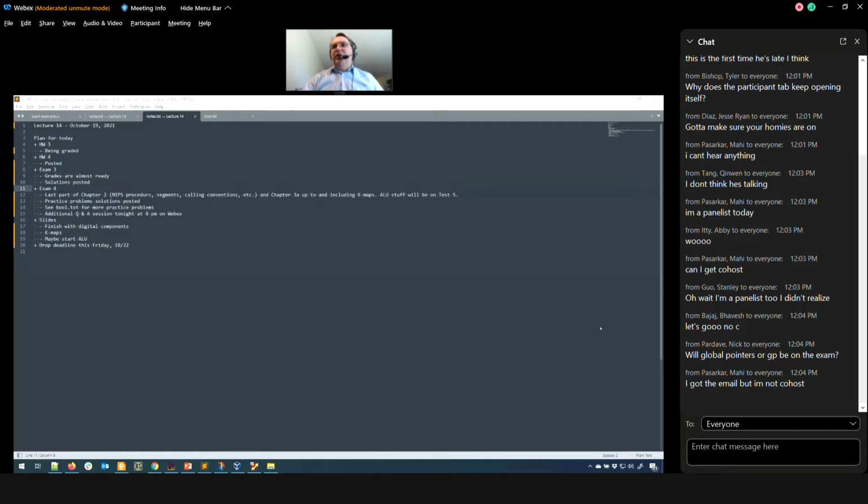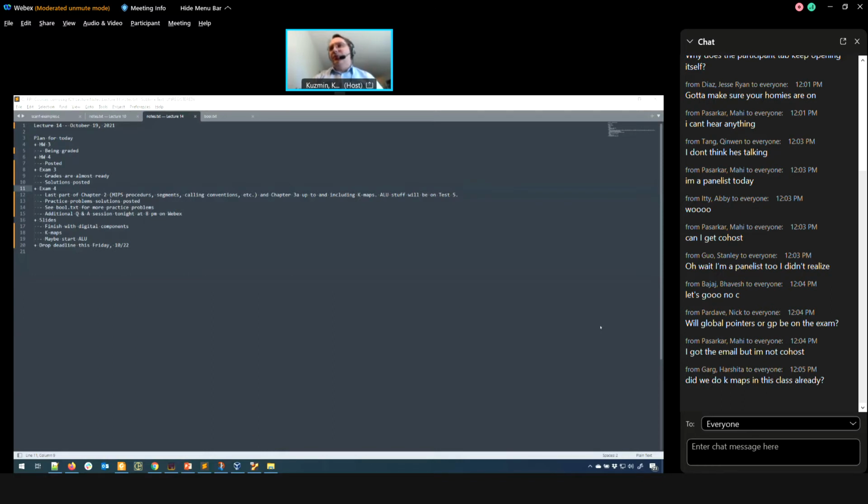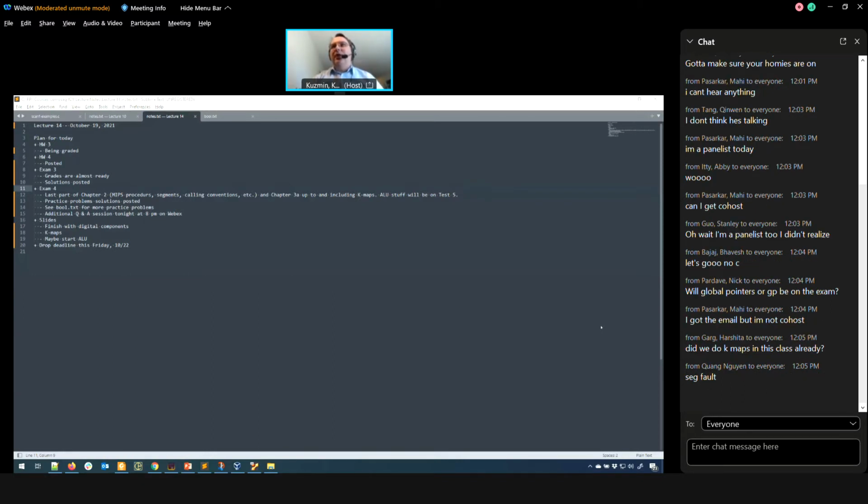Will global pointers or GP be on the exam? Yes. So GP, SP, FP, this relates to the topic of segments, memory segments, segmentation of memory. And yes, this is a topic that was not included in the previous test, so it will be included in this one. Did we do K-maps in this class already? No, we are doing it today.